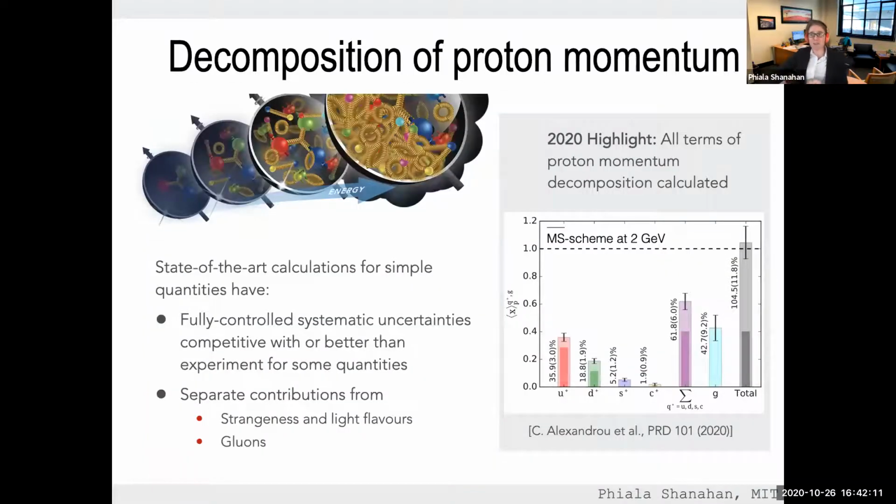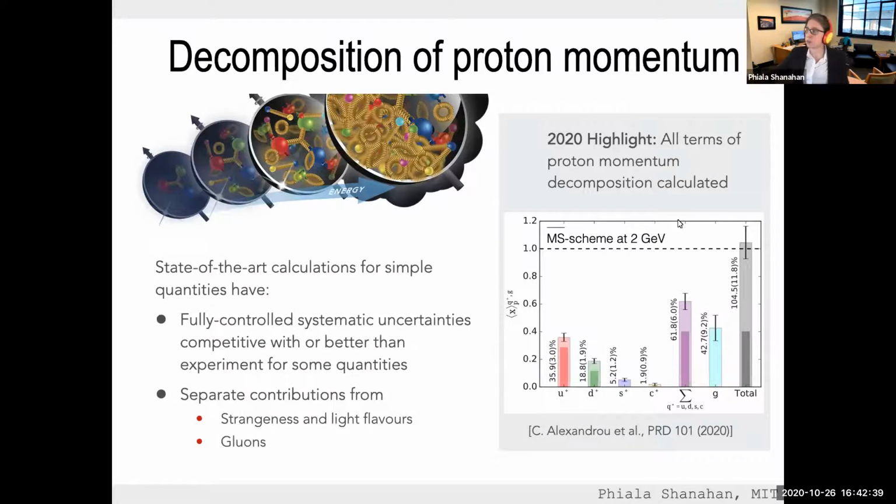So just a couple of examples. Here's an example of a highlight in 2020 of the decomposition of the proton momentum. This is an example of a calculation where everything is completely systematically controlled, with uncertainties competitive with or better than experiment for some quantities. Something that you can do easily in theory calculations that's harder in experiment is to separate out contributions from different quarks and from gluons, all very cleanly.